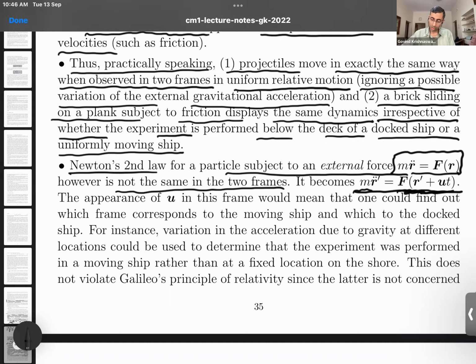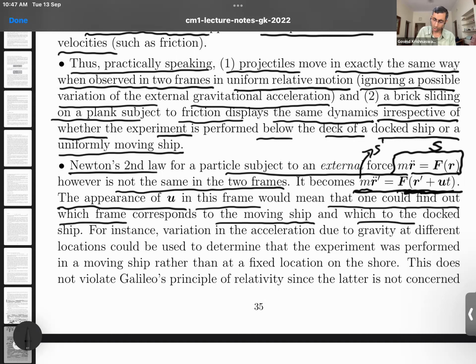So this is the equation of motion in S. This is the equation of motion in S prime. And F is an external force that depends on location. It depends on the absolute location, not on relative locations of two particles. And that is the problem. The appearance of u in the S prime frame equation of motion would mean that one could find out which frame corresponds to the moving ship and which to the docked ship. So I'm again emphasizing that Galileo's principle does not apply to external forces.